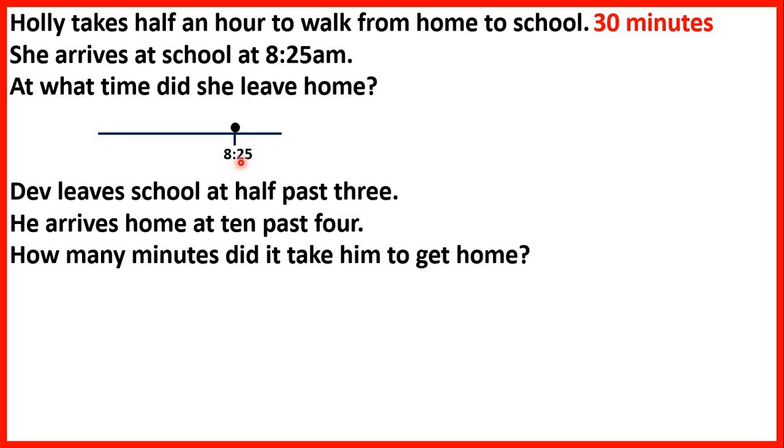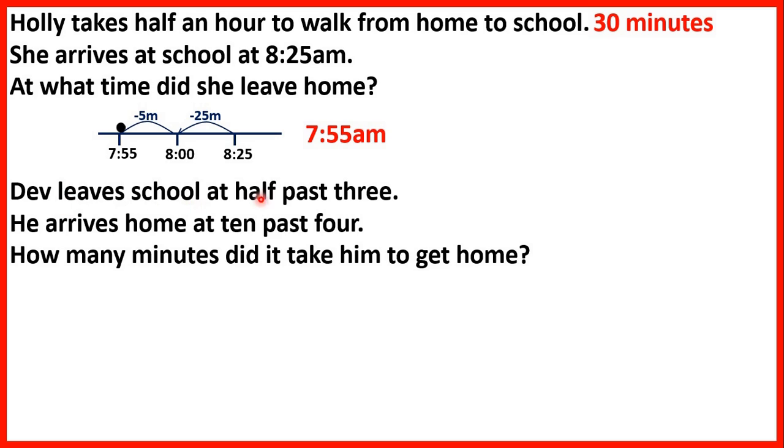Now we can subtract the 25 minutes to take us back to 8 o'clock, but that's subtracting 25 minutes, and we need to subtract 30 minutes. So we need to subtract another 5 minutes, because if we subtract 25 and then 5, that's 30 altogether. So 5 minutes before 8 o'clock is 7:55. That's because there are 60 minutes in an hour, and 60 minus 5 is 55. So she leaves home at 7:55 a.m.